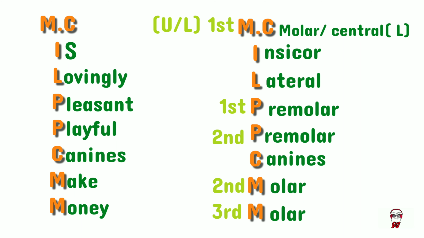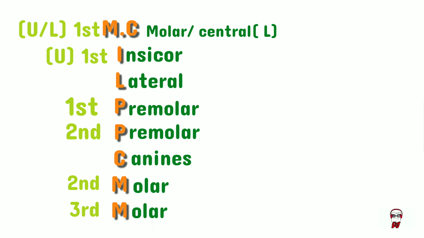MC is for the upper and lower first molars and the lower central incisors. The I is for the upper central incisors. The L is for the lateral incisors. P is for the first premolar. The other P is the second premolar. C is for the canines. M is for the second molar, and the other M is for the third molars.